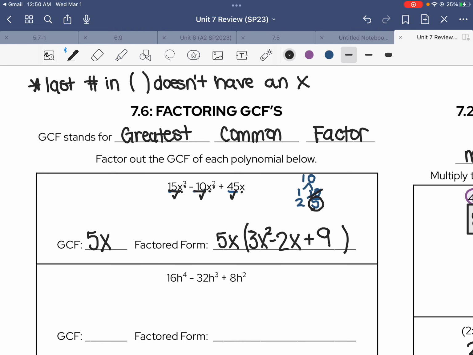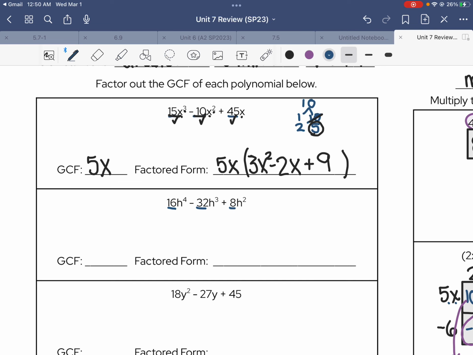Okay? Now, here's the deal. I'm going to show you one thing that's wrong on the next one, and then I'll fix it. So, first of all, 16, negative 32, and 8. 8 is my smallest number, and the only numbers that go into 8 are 1 and 8, or 2 and 4.